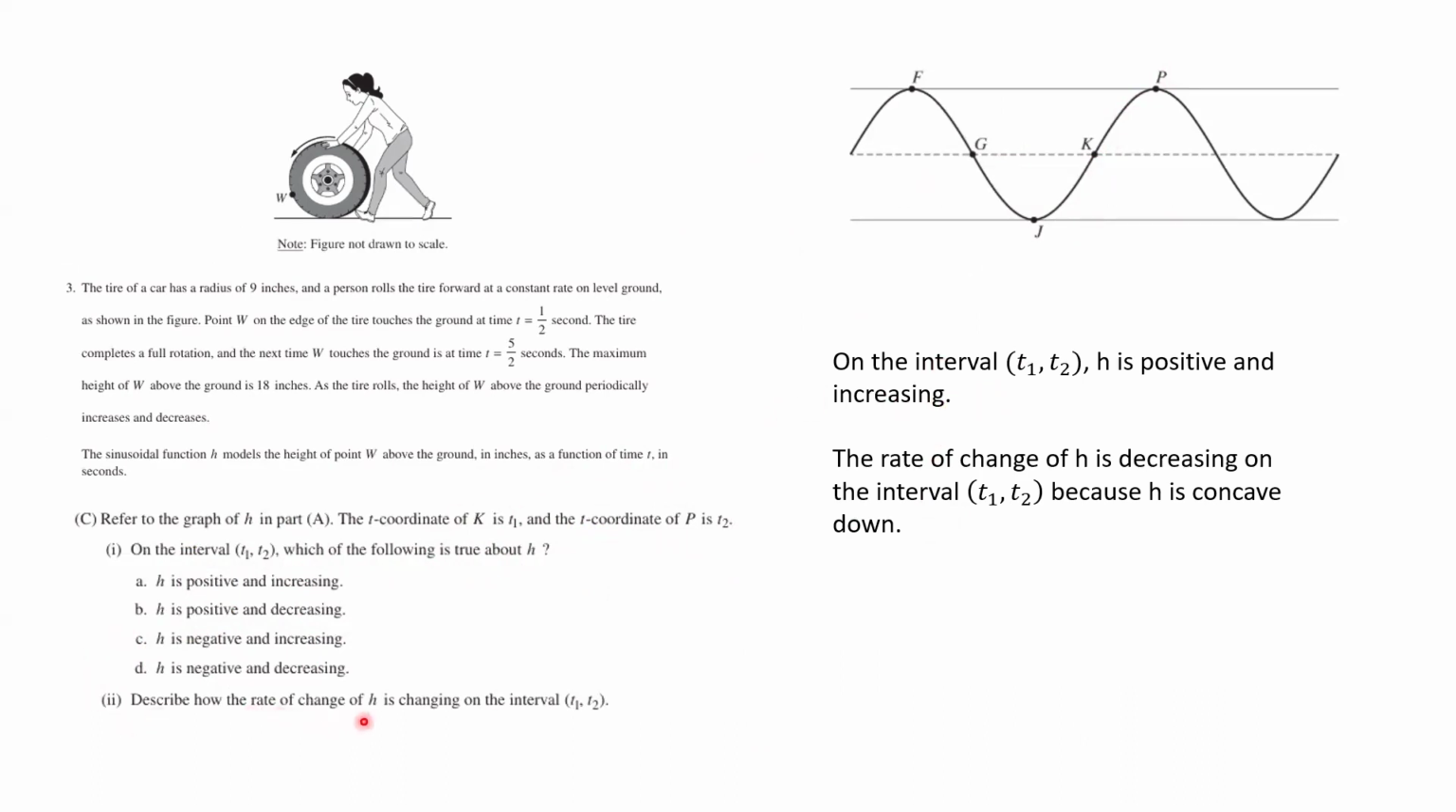Describe how the rate of change of H is changing on the interval T1 to T2. Whenever it talks about how the rate of change is changing, that's concavity. In calculus, we call it the second derivative. That's what I was thinking, and second derivative is related to concavity. So what is the concavity of the function from K to P? It is concave down. When it's concave down, that means the rate of change is decreasing. So that's what I wrote there. And that's it for this problem.